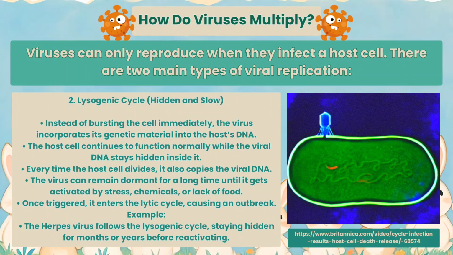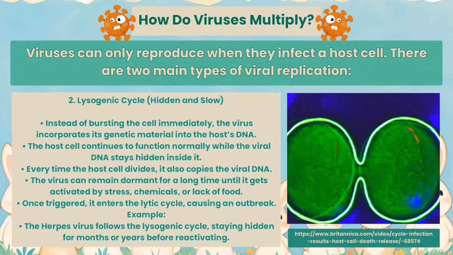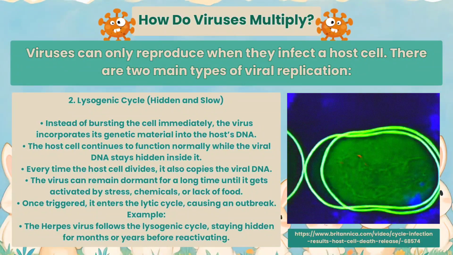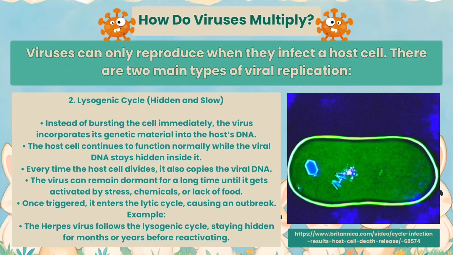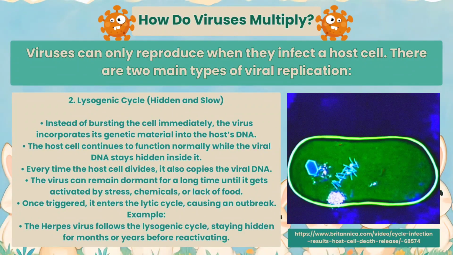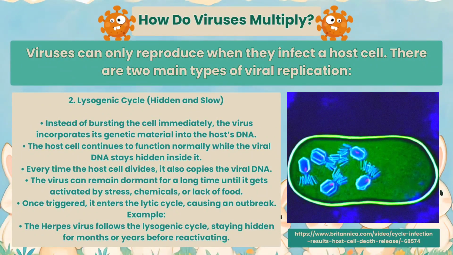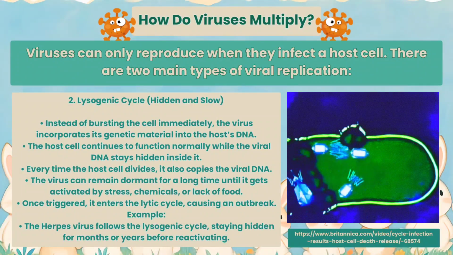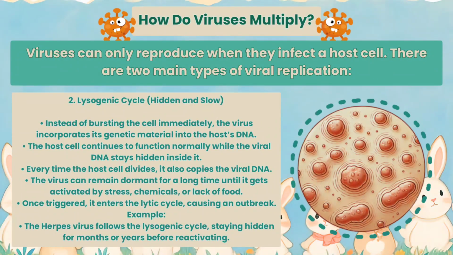Every time the host cell divides, it also copies the viral DNA. The virus can remain dormant for a long time until it gets activated by stress, chemicals, or lack of food. Once triggered, it enters the lytic cycle, causing an outbreak. Example: the herpes virus follows the lysogenic cycle, staying hidden for months or years before reactivating.